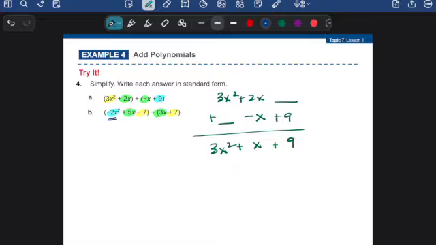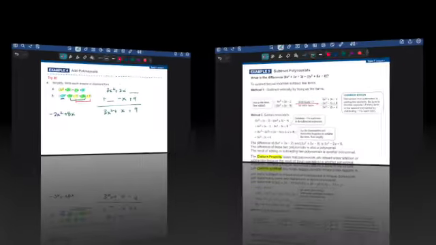Okay, so my first one, I don't have anything else to add it to, so I'm just going to bring it down. Let's combine our linear terms. 5x's plus 3x's is 8x's. And now we're going to combine our constants. Negative 7 plus 7 is 0, so you wouldn't need to write it.